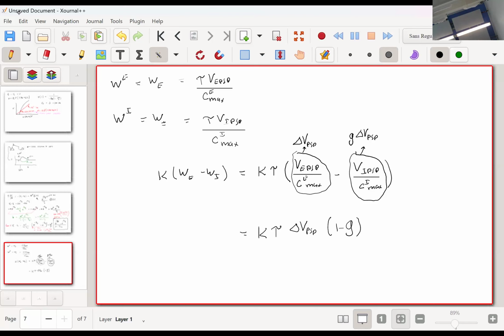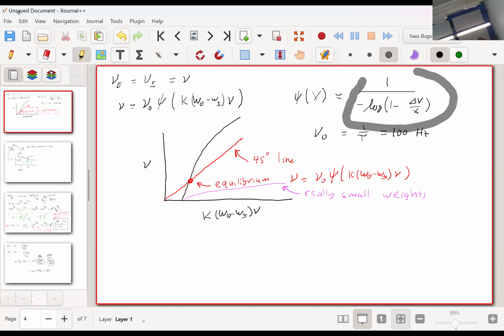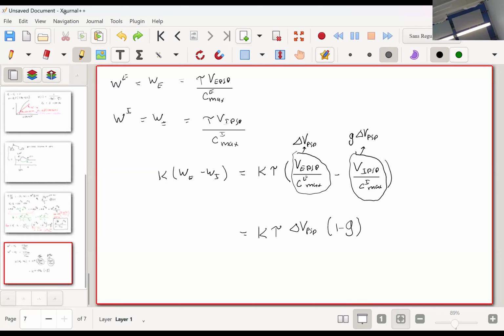Okay, so if we go back to our firing rate equation, which was this here, we have nu equals nu 0, which is, remember, 1 over tau, divided by minus log of 1 minus delta V, the distance from threshold, divided by K, the number of connections per neuron, tau, the time constant, delta V PSP, times 1 minus G, times nu.